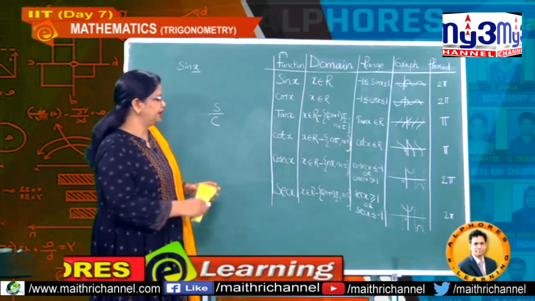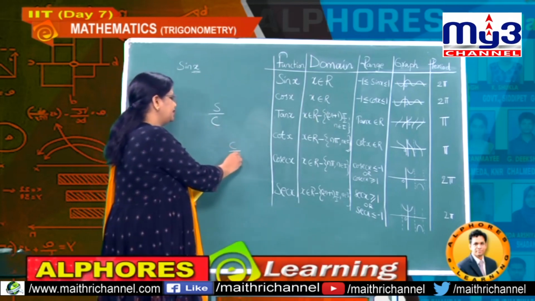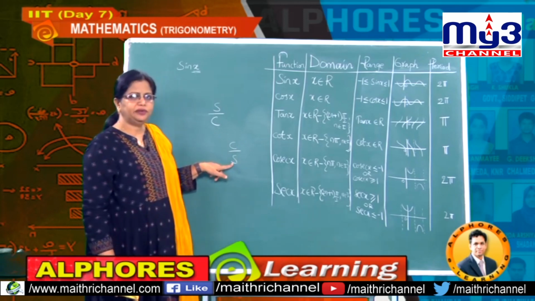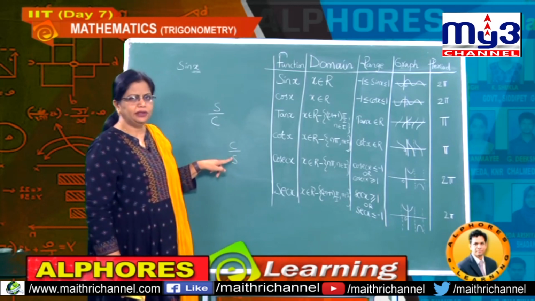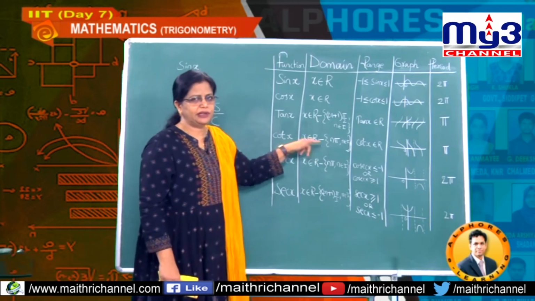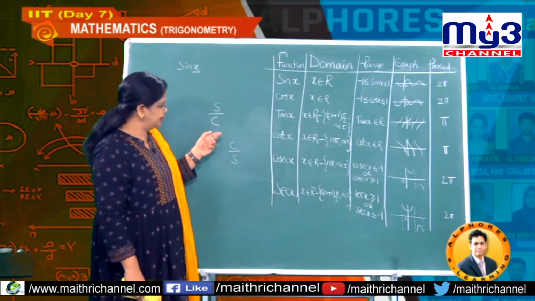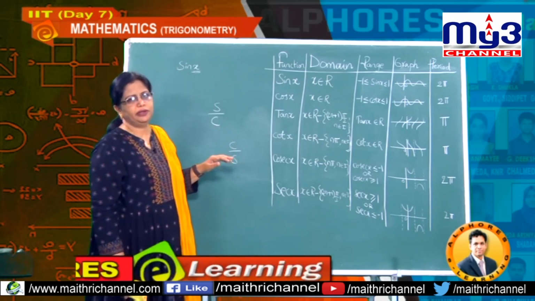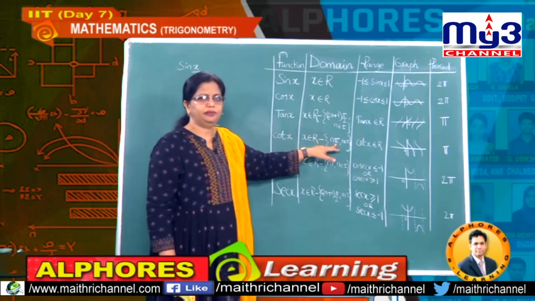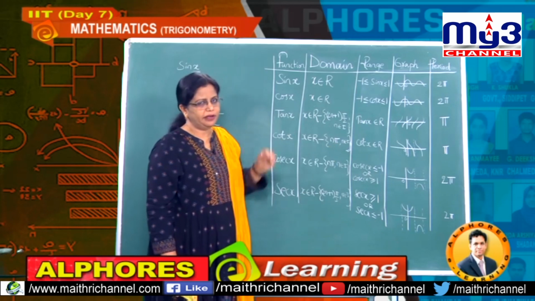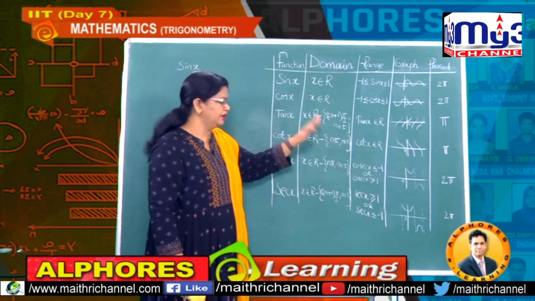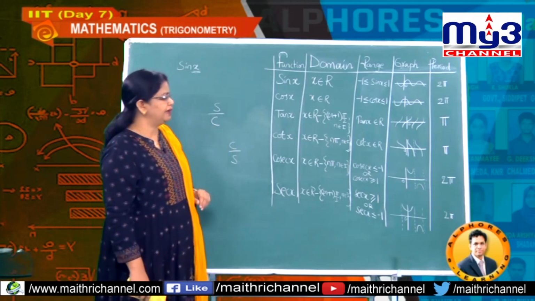And cot, what is cot x actually? Cos divided by sine. Therefore, here sin x should not be 0 because it is in the denominator. Hence, what do we have to take? All values of real numbers, no doubt. At the same time, sin x must not be equal to 0. Sin x not equal to 0 means x is not n pi. That is why from the total real number set you have to delete all n pi type of values.